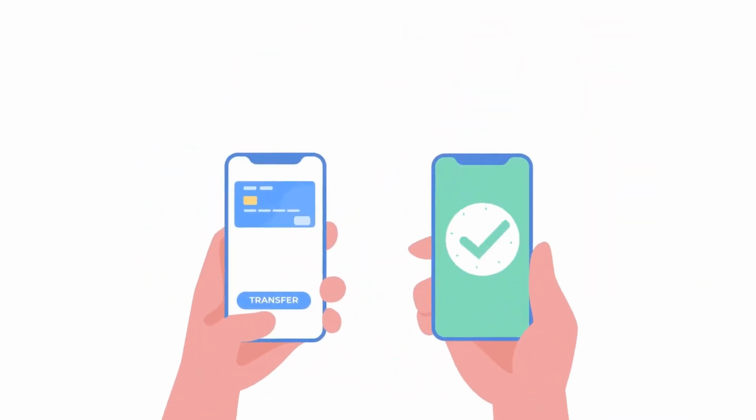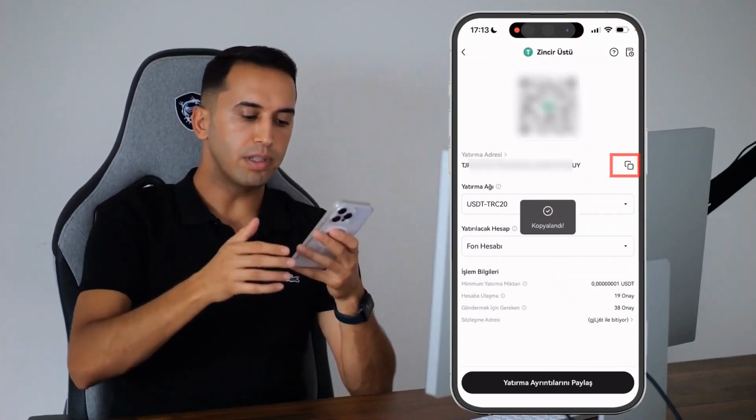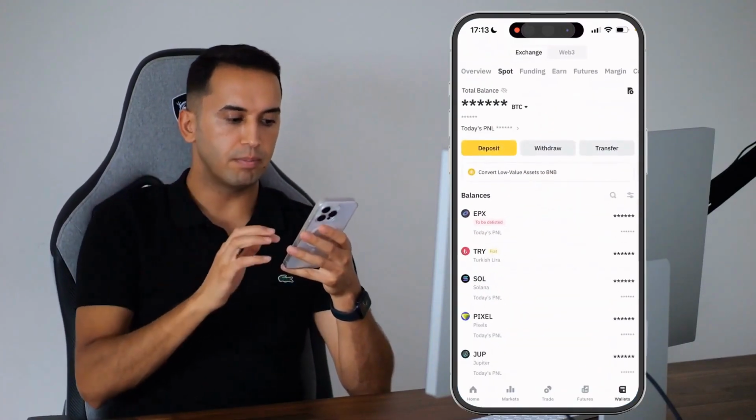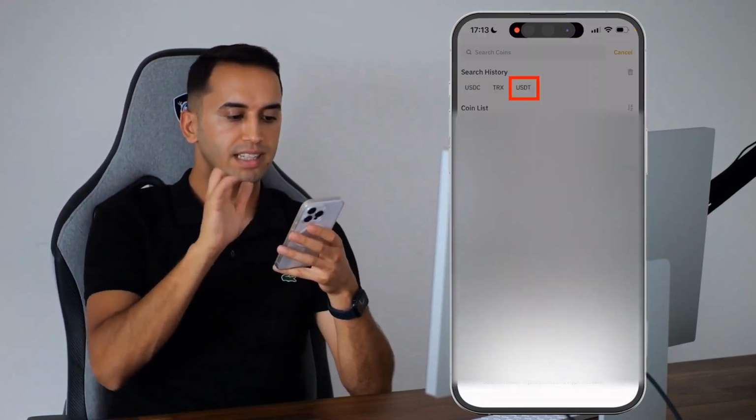You can send money to a friend using the IBAN. I copied this address. Now I will send from Binance. I have arrived at Binance. I am in the wallet section. I clicked on Withdraw and I selected USDT. I said send via crypto.